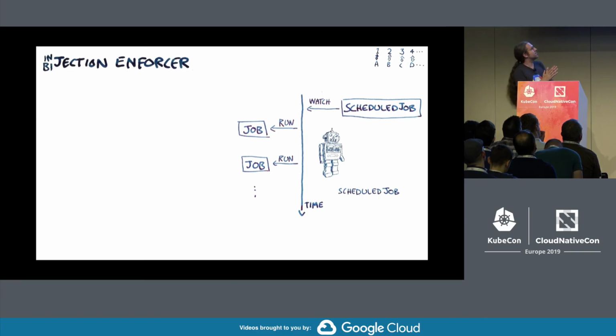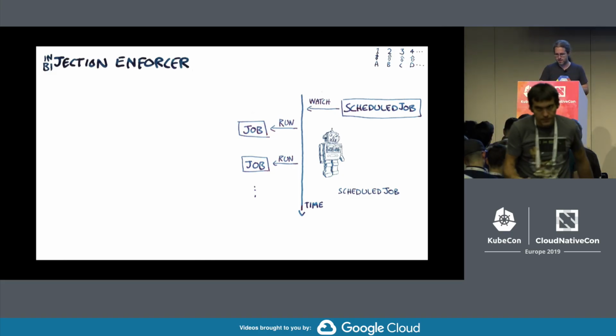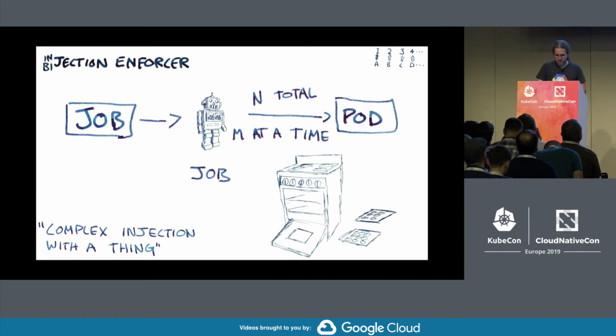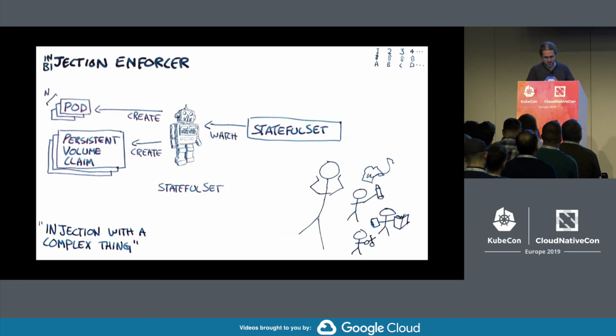This is the scheduled job controller, which is like you give it a job and a frequency, and it just waits for that to come up. I like to think of this as injection with the phase of the moon. Next is job itself, where the injection is complicated. The thing is just running a pod, so that's not too complicated. But you want n total, and you can only do m at a time. So it's kind of like baking cookies in an oven. You can only fit so many sheets on, and maybe sometimes the cookies burn. And yeah, so that's that.